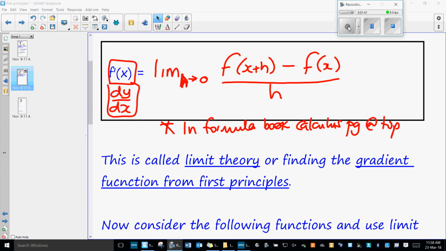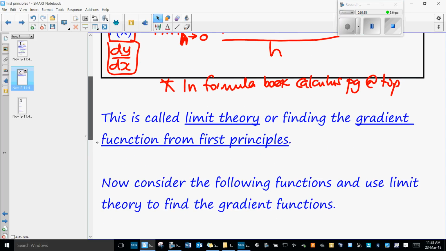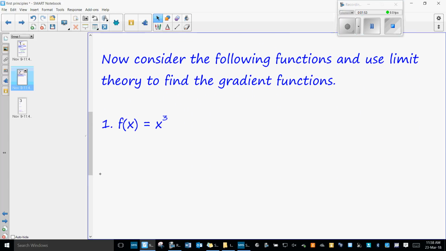Alright, so as I said, this is called limit theory or finding the gradient function. Oops, spelling error. From first principles. So if we talked about first principles, this is what you're using. Alright, so let's use it now with this expression. Okay, so it's going to be very similar. So we're going to write lim h approaches 0.